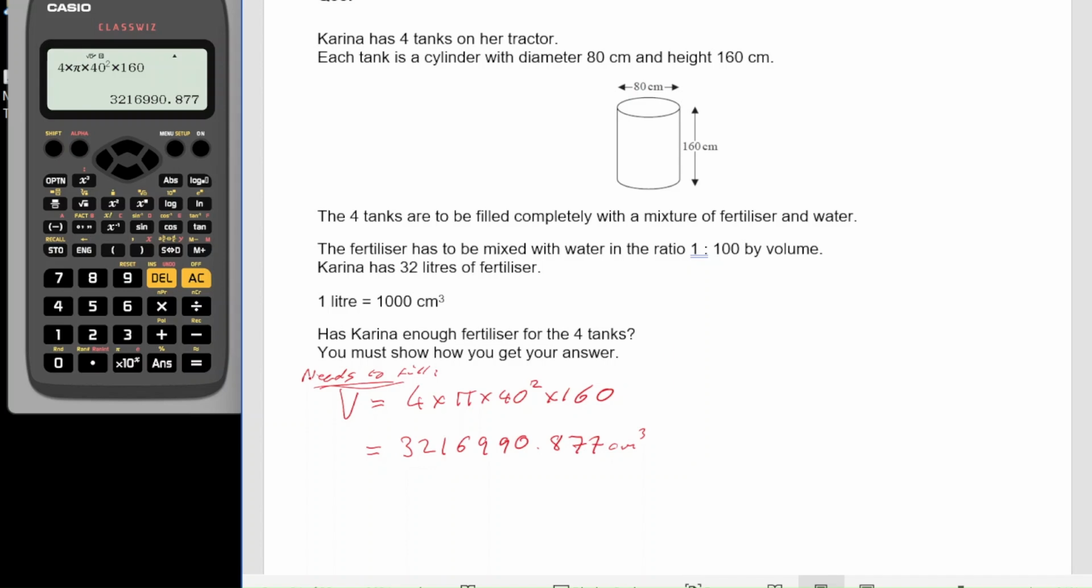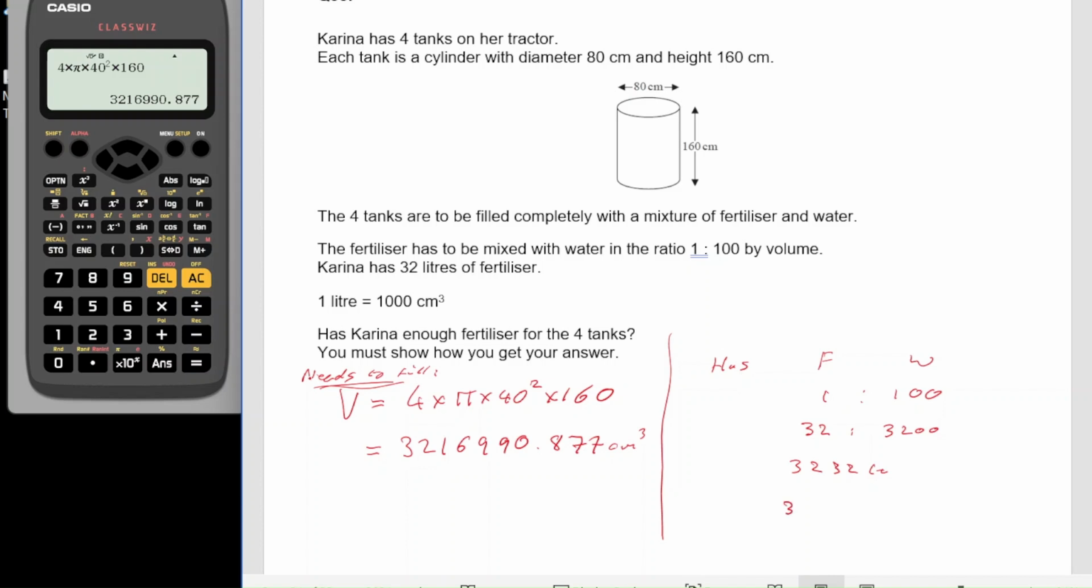Right, and then if we look at how much she has. If we're going in a ratio by volume of, let me get this the right way around, fertilizer to water in a ratio of 1 to 100, and she has got 32 litres of fertilizer, well, that's going to be 3,200 litres of water. Let's actually combine them, so she's got a total of 3,232 litres. That's the 2 ratio parts added together. So that means she has got this times by 1,000.